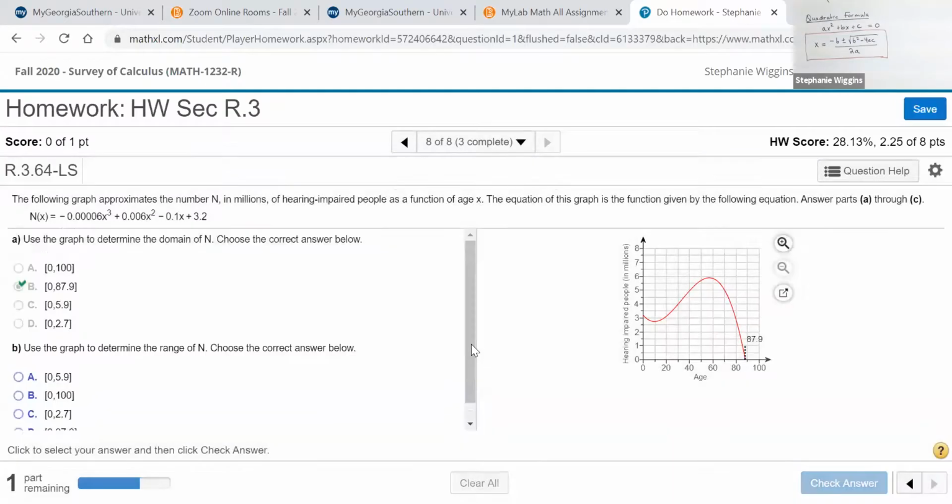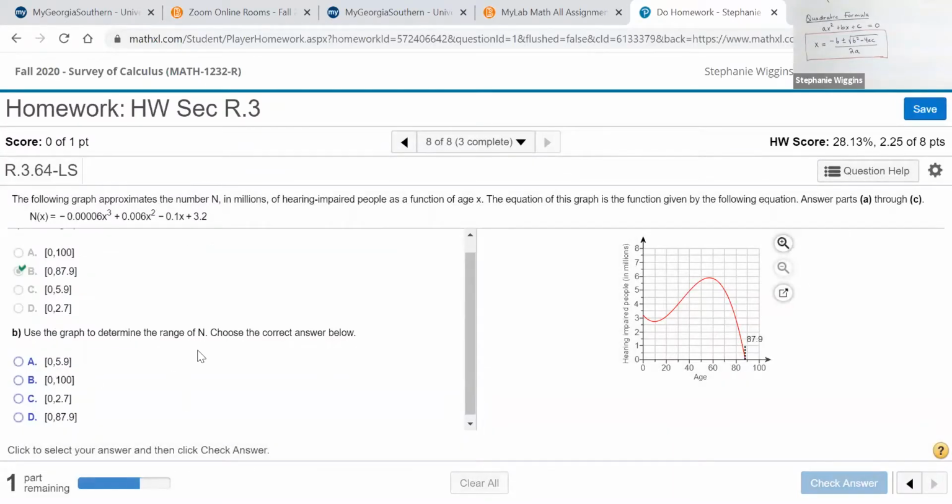Okay. And then the range now is the vertical. So it exists starting here at 0 and all the way up to 6.5, but, let me see, no, not 6.5, it looks like 6, but it's really 5.9, so it's there.